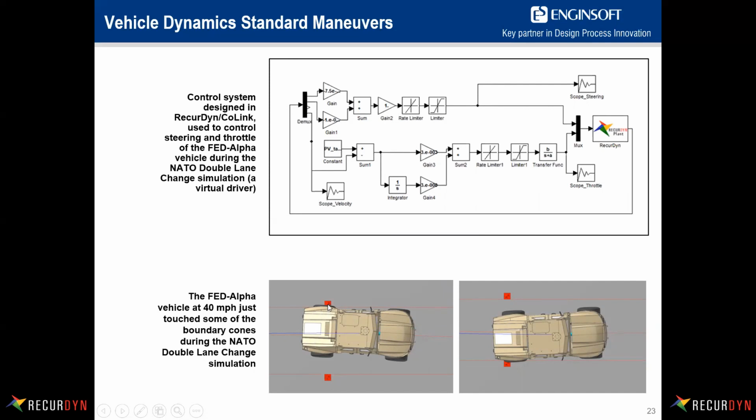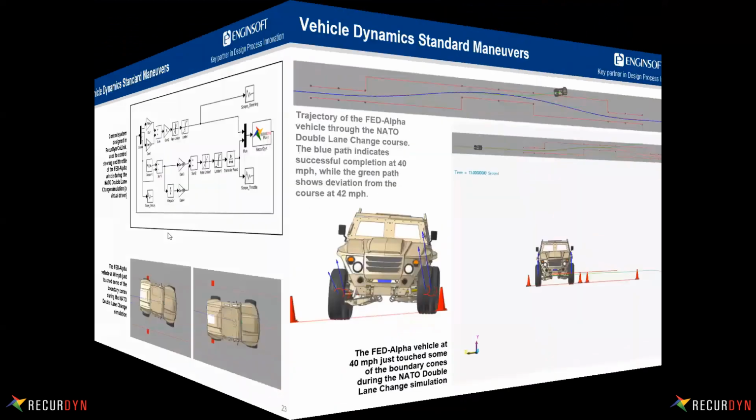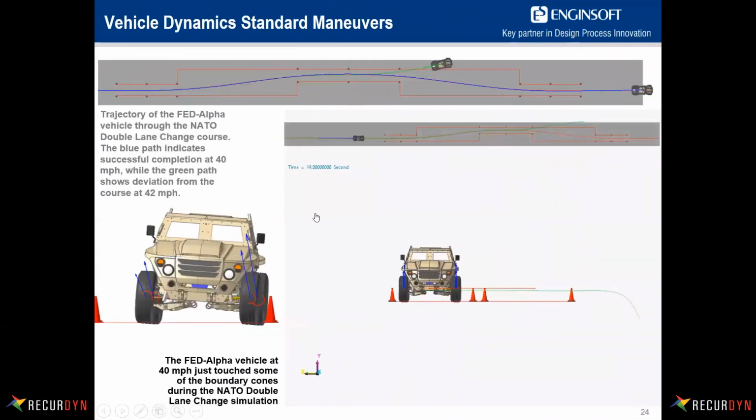Here, both on the left side as well as on the right side. So it's right at the boundary of hitting something. Here we're going to look at the actual simulation. We have a head-on view, an overhead view, and then a zoomed out view, just a larger view looking at the vehicle and comparing two speeds.